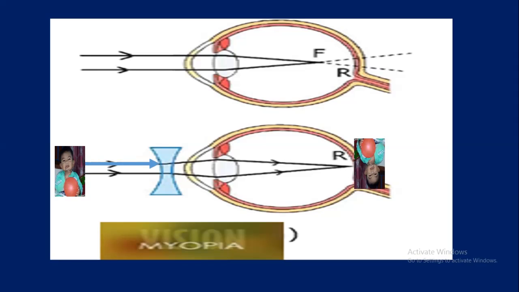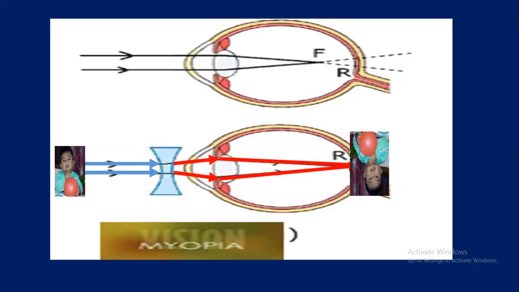Here the image comes from a far distance, and for this object the image we see is an inverted image, and it is formed on the retina. By observing this diagram we can say that for myopia or short sight we use a concave lens here. And this is the image.